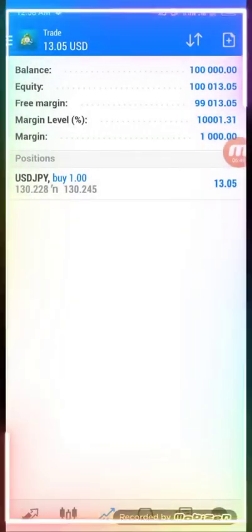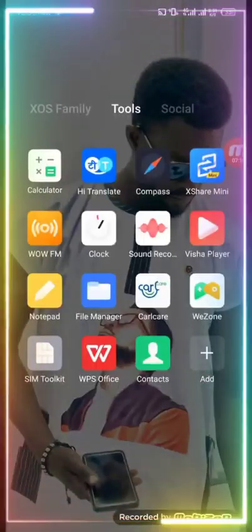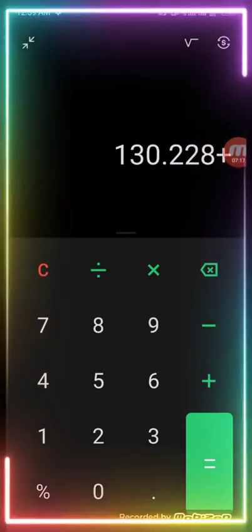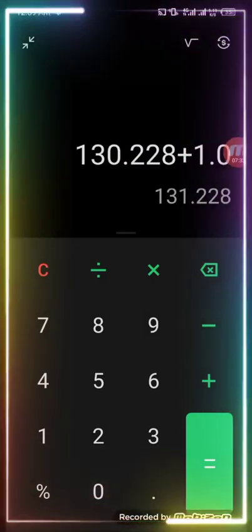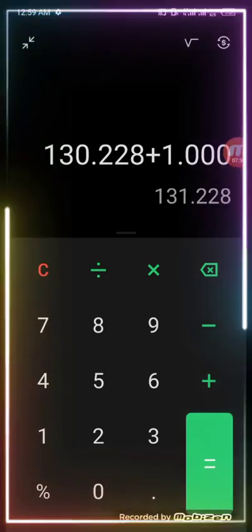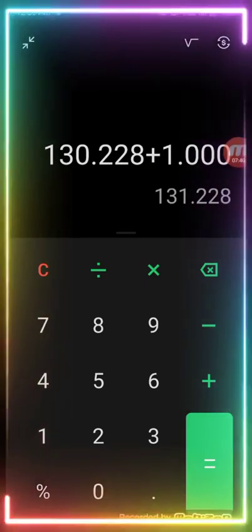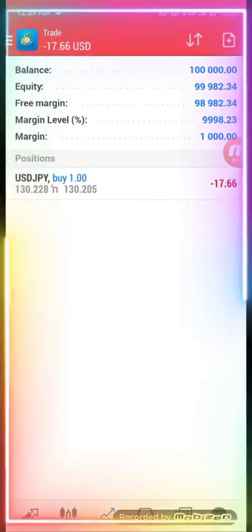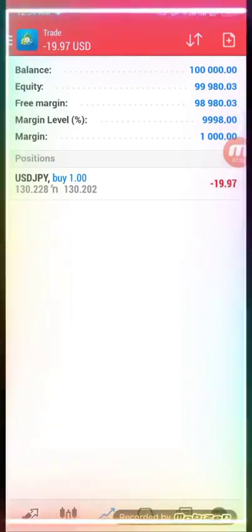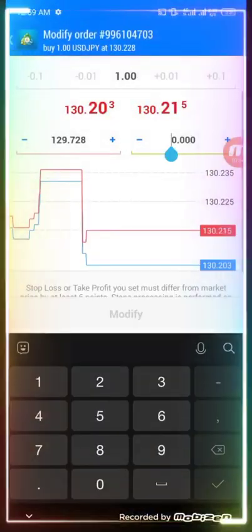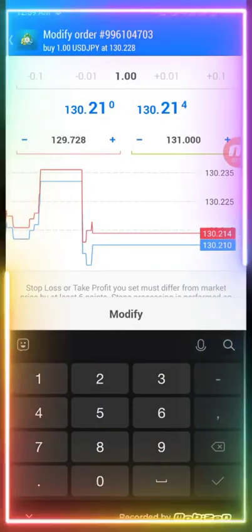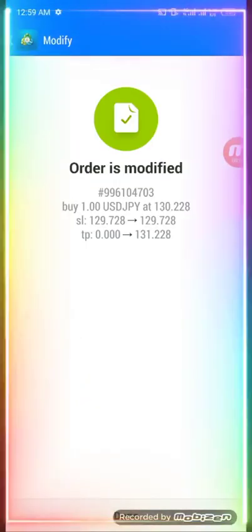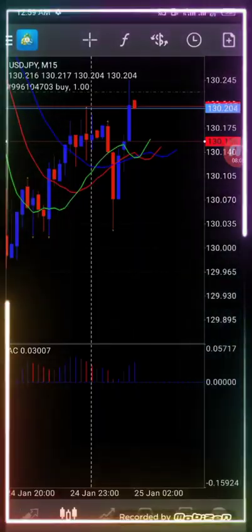Let me use the calculator so you can see it. 130.228 plus 1.000. That's 131.228. So you get it right. So that's 131.228. Let's go back to modify our take profit. I hard press, modify and put it on the right, 131.228. Then I'll click modify. Okay, so I'll go back to my chart.